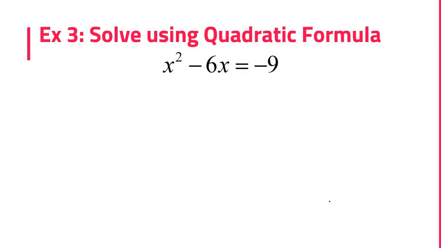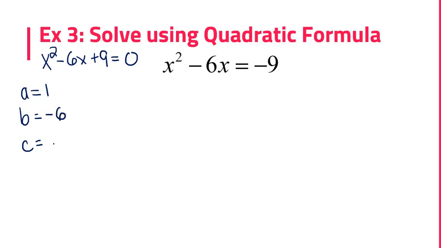Now, let's take on our really cutesy little graphic organizer. First thing, get it in order. So I'm going to move that 9 over to the left. I'm going to then identify what's my a, what's my b, what's my c. This helps me so I don't have to think very hard. My a is 1. There's nothing in front of the x squared. Technically, there's a 1 there. My b is negative 6. My c is 9.